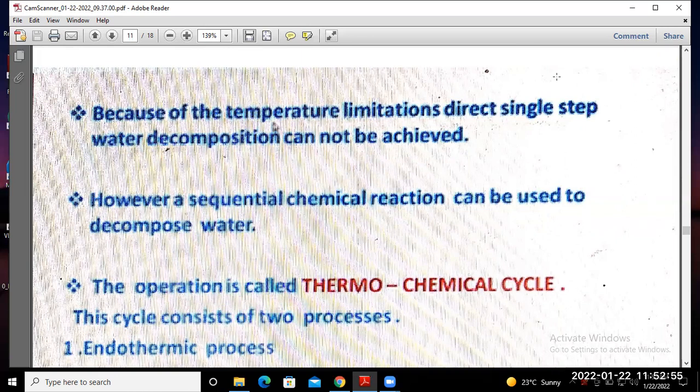Sound is coming, did you not mute? Okay.